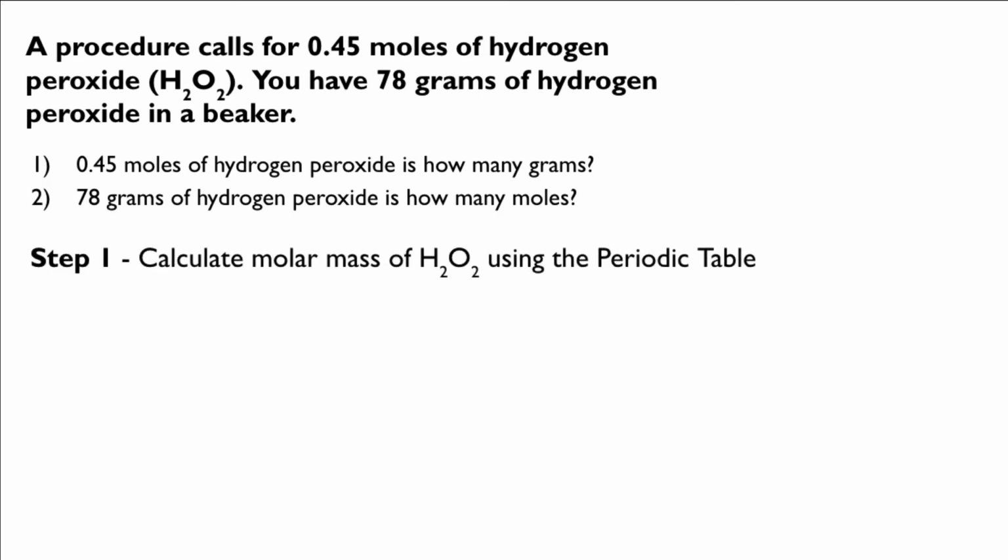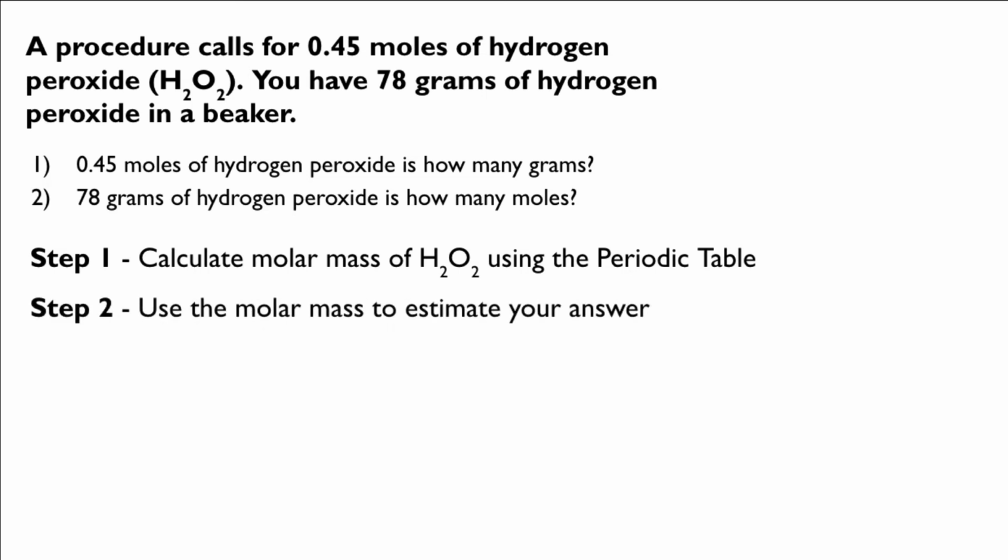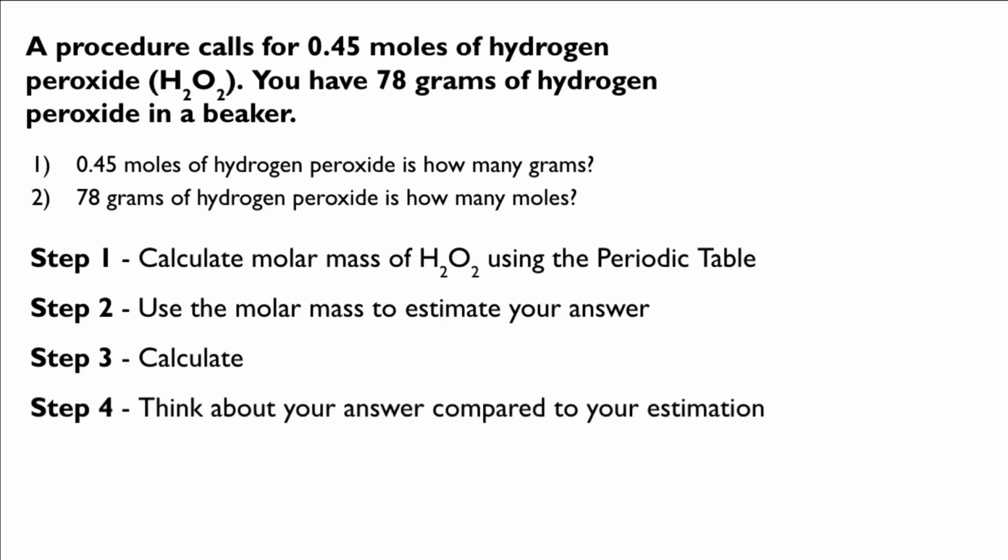I'm going to go through 4 steps in this problem instead of 3 because this time I have to start by finding the molar mass of H2O2 using the periodic table. Then I'm going to use the molar mass to estimate my answer. Then I'm going to actually calculate using my dimensional analysis, with the molar mass as a conversion factor. And finally, I'm going to think about my answers compared to my estimations.